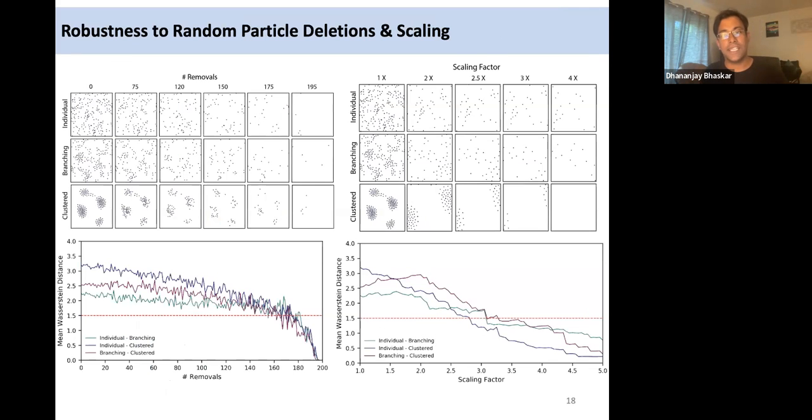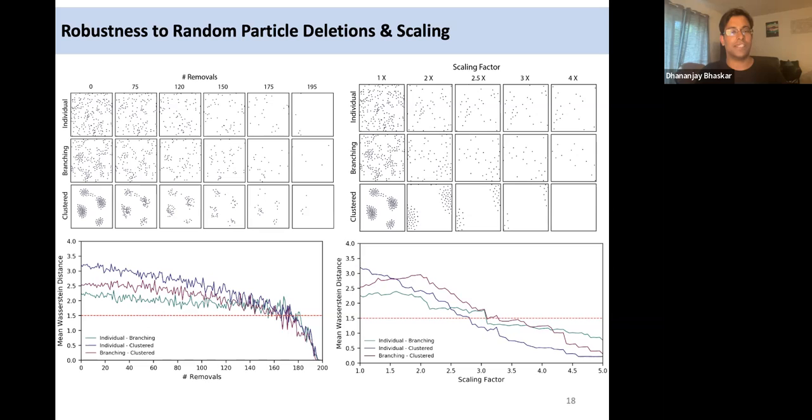Another thing that's quite nice about using topology is that the system is very robust. So here we performed two different kinds of ablation experiments, where on the left, we take these three phenotypes, individual, branching, and clustered, and we just randomly delete some cell positions. The reason we do this is because in an experiment, you may not be able to detect all cells. Some cells might be dimmer than others, but we still want our classification to be robust.